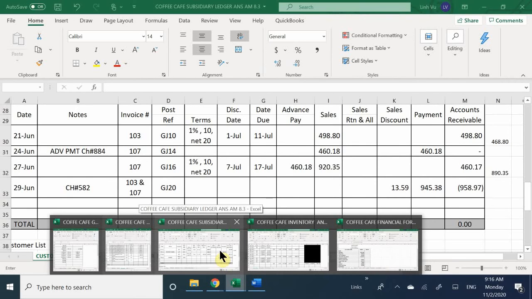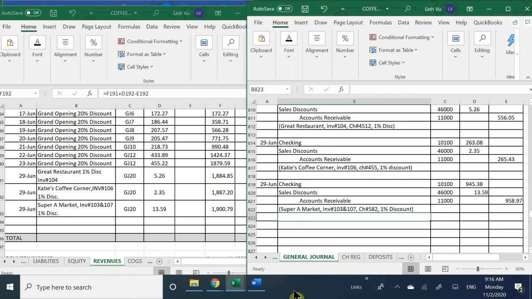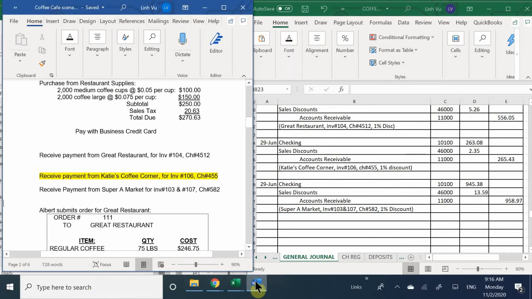I have not been writing the order. 13.59. 13.59. And that is exactly why I have multiple worksheets up so that you can always refer. Never guess, make sure. And that's why most accounting errors come from guessing. All right, so what is your total amount here? 1900.79. Yes. Okay. We're done with that.